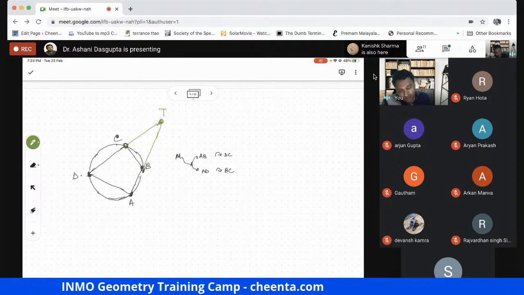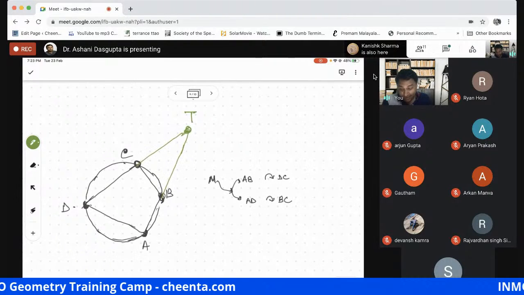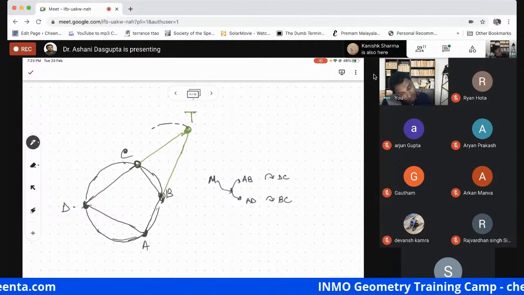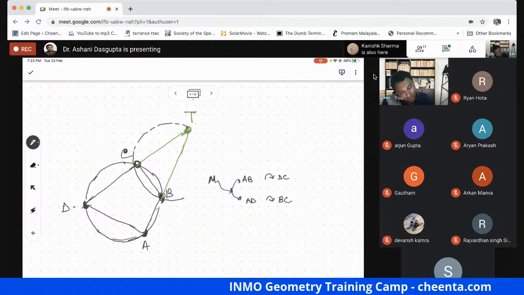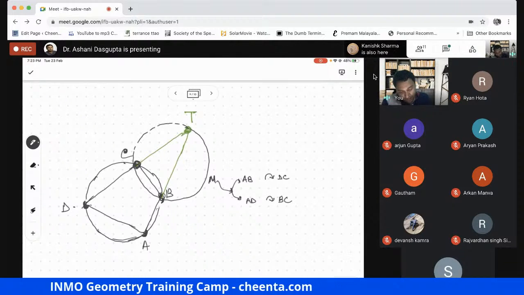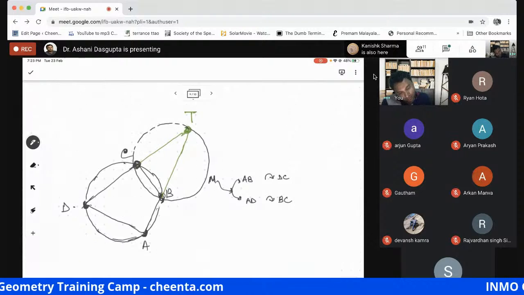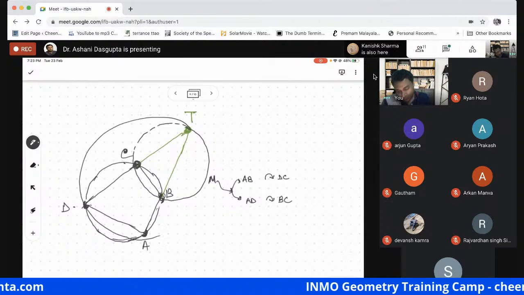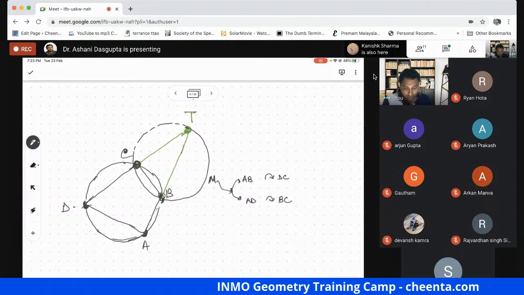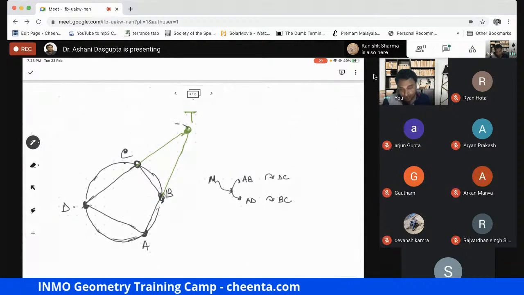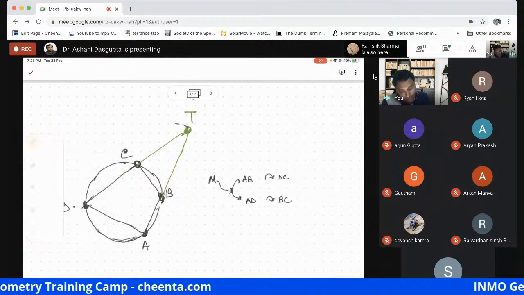I'll be drawing it one more time just to make sure that we all understand from scratch that this is indeed happening. So we have this one circle and we have the other circle, and my mission will fail because I'm not using enough colors, so I'll use a few more colors.